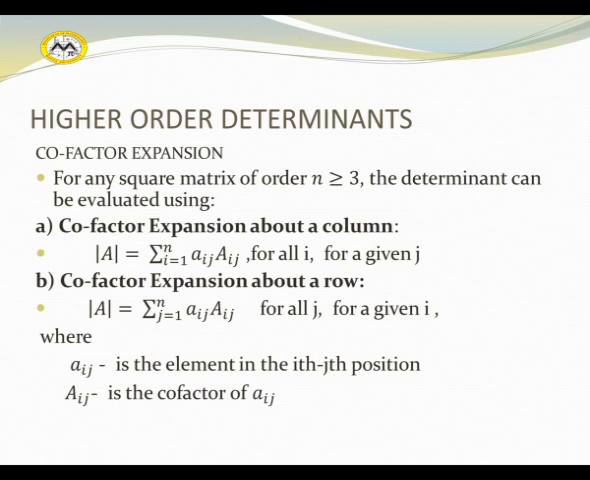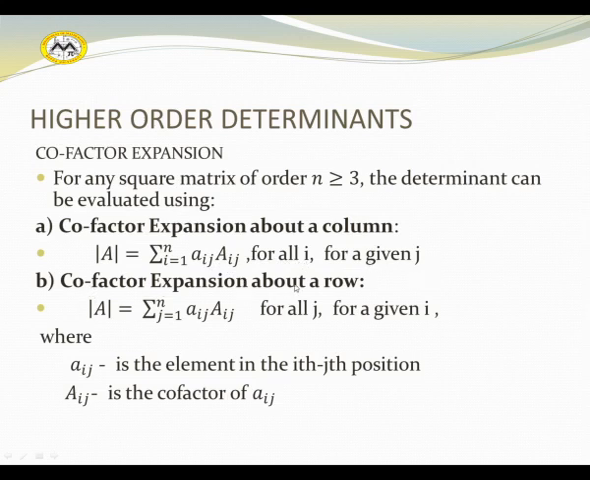Now, for the cofactor expansion, we can consider a certain row or a certain column. If we consider a certain column, then finding the determinant of a matrix A is equal to the sum from the ith row to the nth row of the product of the element at position ij multiplied by the cofactor of the same position ij. This is for all i for a given j column.